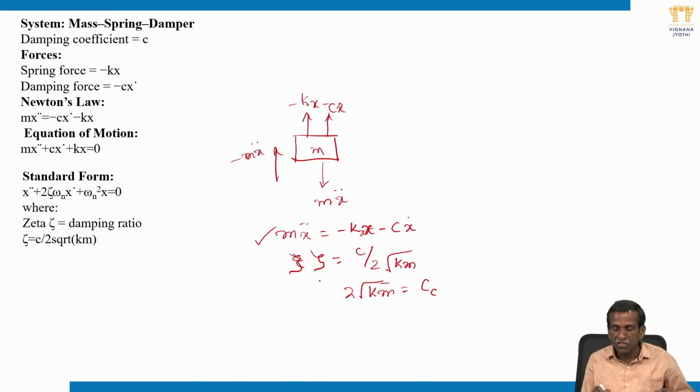Zeta is the damping ratio, c is the damping coefficient, and 2 root km is the critical damping coefficient, so zeta is c by 2 root km. When c becomes equal to 2 root km, then zeta becomes 1. This is called critical damping actually. We will discuss this further.